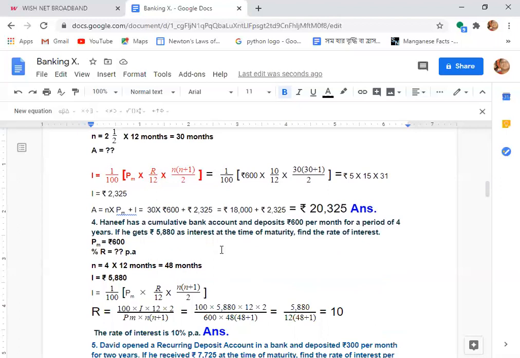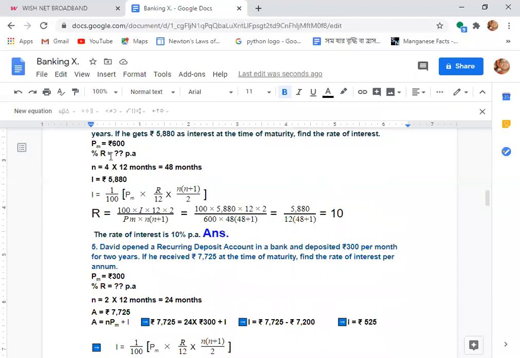Now try to do the number 4 sum your own way. If you don't get the answer, then see the next portion. Hanif has a cumulative bank account and deposits rupees 600 per month for a period of 4 years. If he gets 5,880 as the interest at the time of maturity, find the rate of interest. Here the given parameters are the per month installment, and the number of transactions is 4 years, meaning 48 months, and the interest is given as 5,880. You have to find out the rate of interest. Same logic here, we have to find out R because R is unknown.